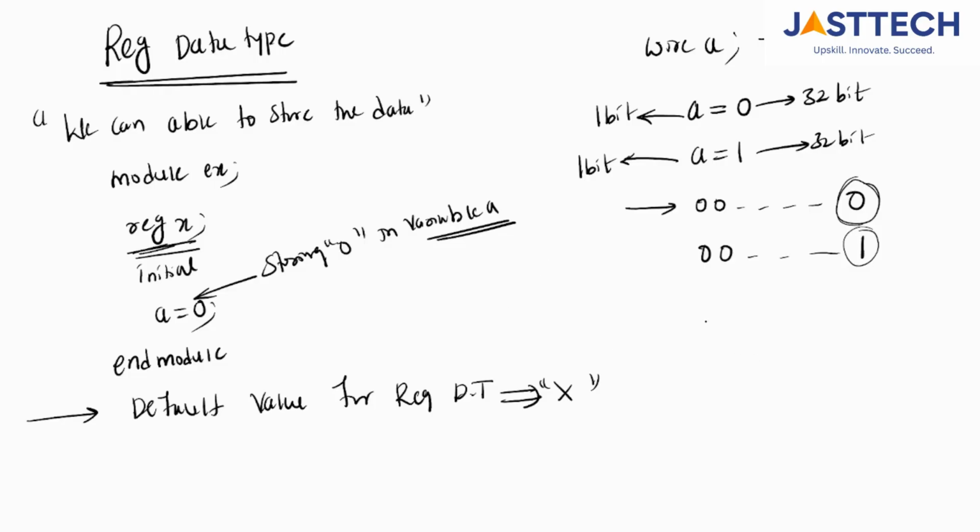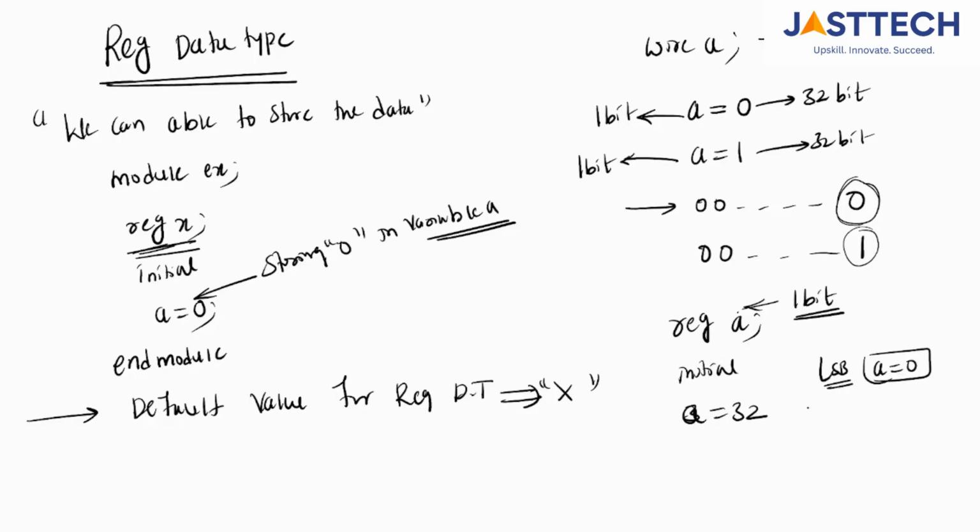Similarly for reg also. Suppose reg a, how many bits is a? This is 1 bit only. Reg a is 1 bit. And one more thing, if you consider reg a, initial a equal to 32. 32 will be converted into binary, and whatever the LSB, the least significant bit, is will be stored. If you convert into binary, you will get an LSB of 0, so that 0 LSB bit will be stored into a.